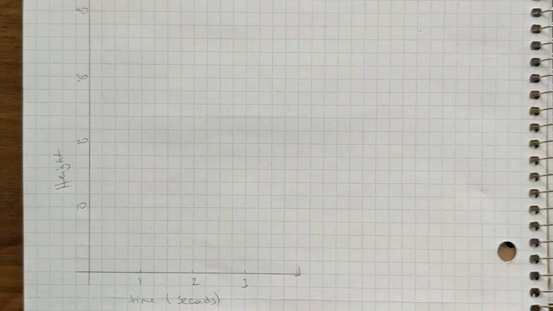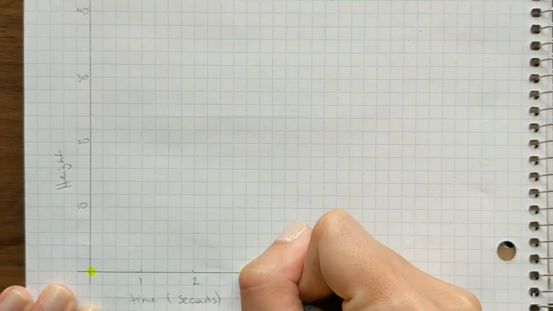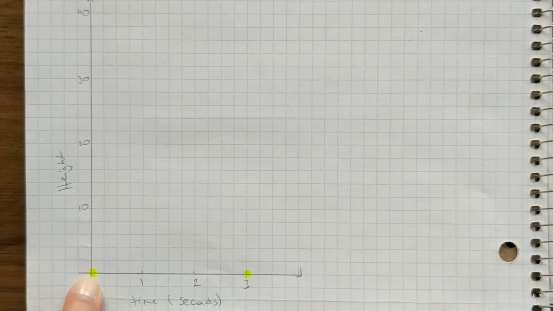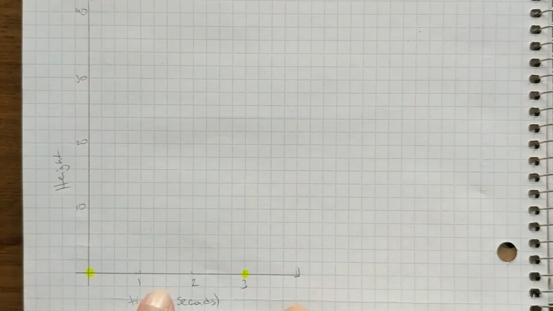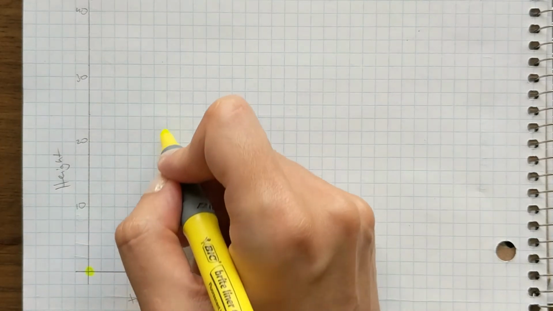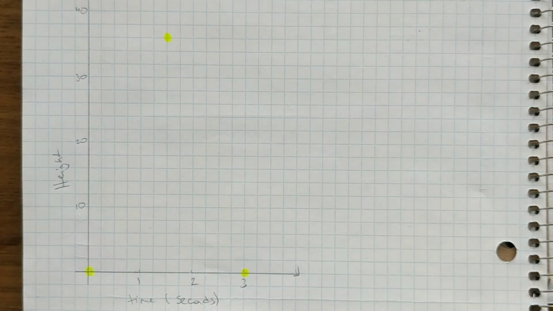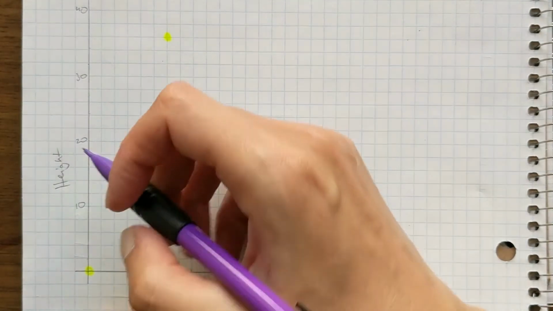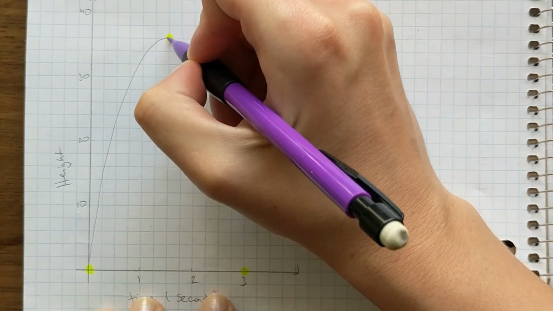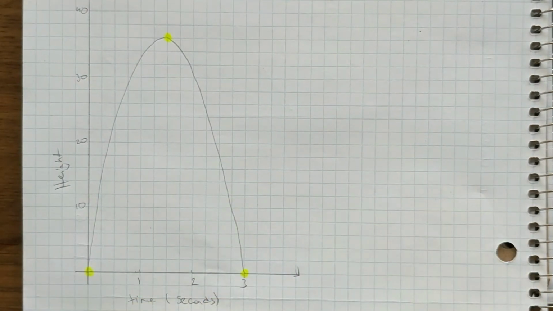We have an x-intercept at 0, and we have an x-intercept at 3. My y-intercept is overlapping with my x-intercept here, so it's also at 0. And my maximum, or my vertex, is located at 1.5, comma 36, so it's located right there. We can now draw our parabola. It's okay if it's not a perfect shape. You just want it to look like the shape of a parabola.